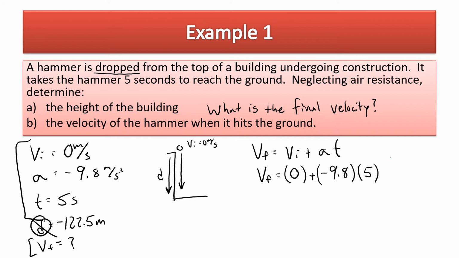And 9.8 times 5 is another number that you'll be doing a lot. 9.8 times 5 gives you 49 meters per second in the negative direction. So when you hit the ground, you're moving with a velocity of 49 meters per second after falling for 5 seconds. So I wouldn't want to be under that hammer after it's been dropped 122.5 meters, because it's moving at 49 meters per second.